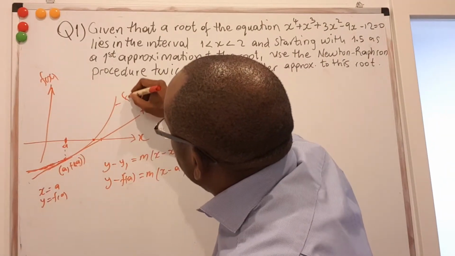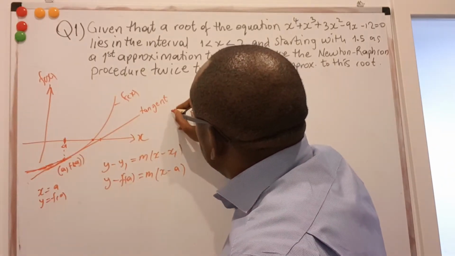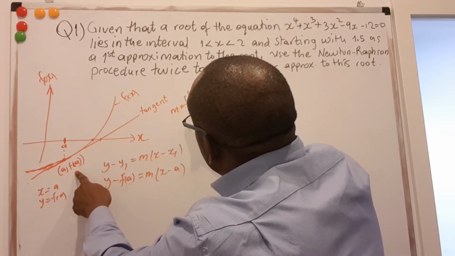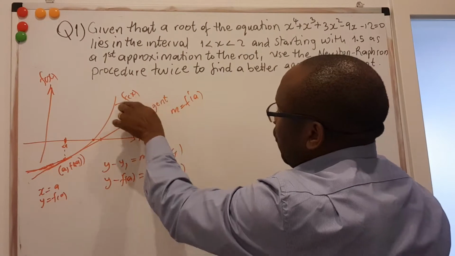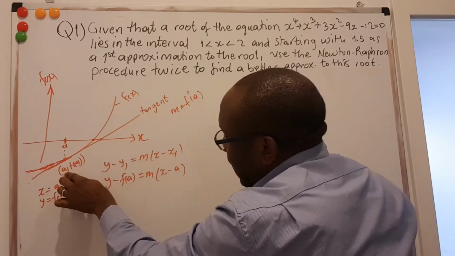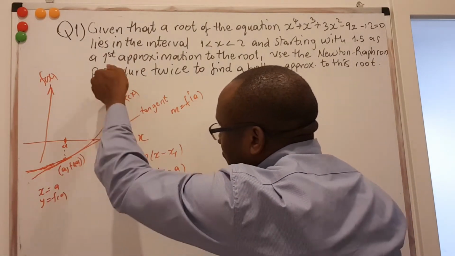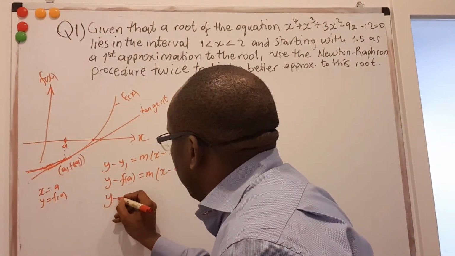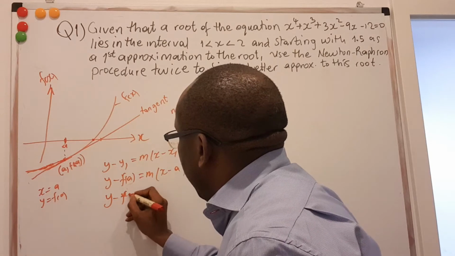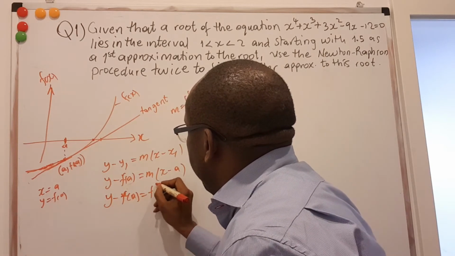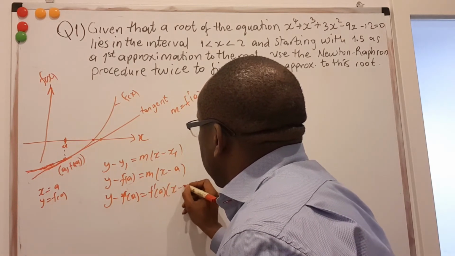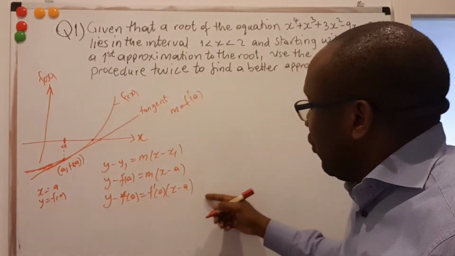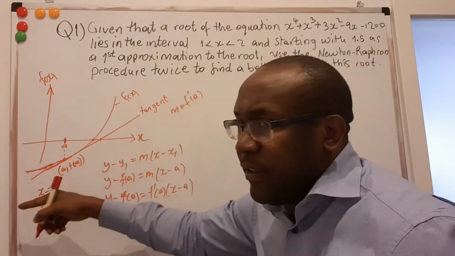So this is my f of x function here. That means my m at that point is f prime of A. So you differentiate this function, and at this point you get the gradient of this graph at that point. So if that is true, then I can replace this with y minus f of A is equal to f prime of A into x minus A. So this is the equation of this tangent line.